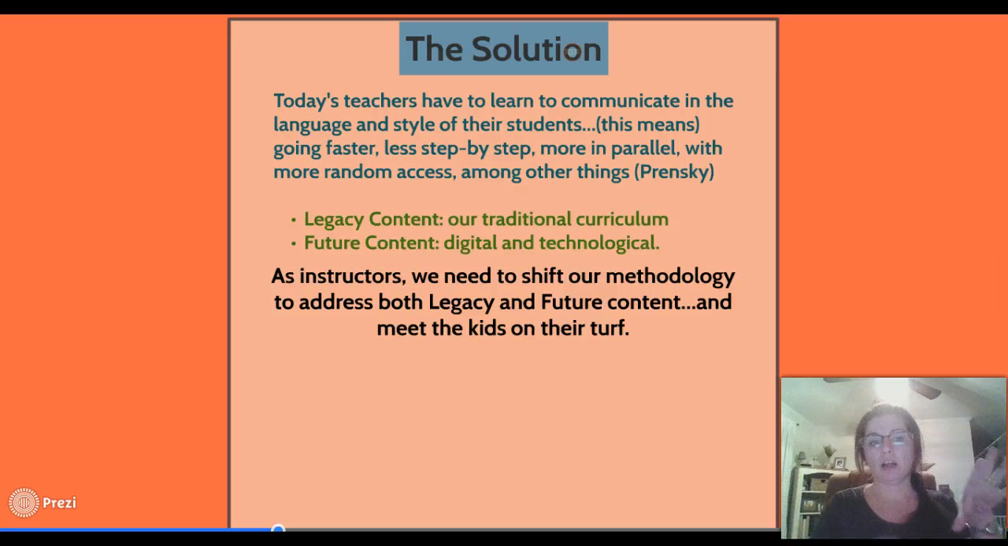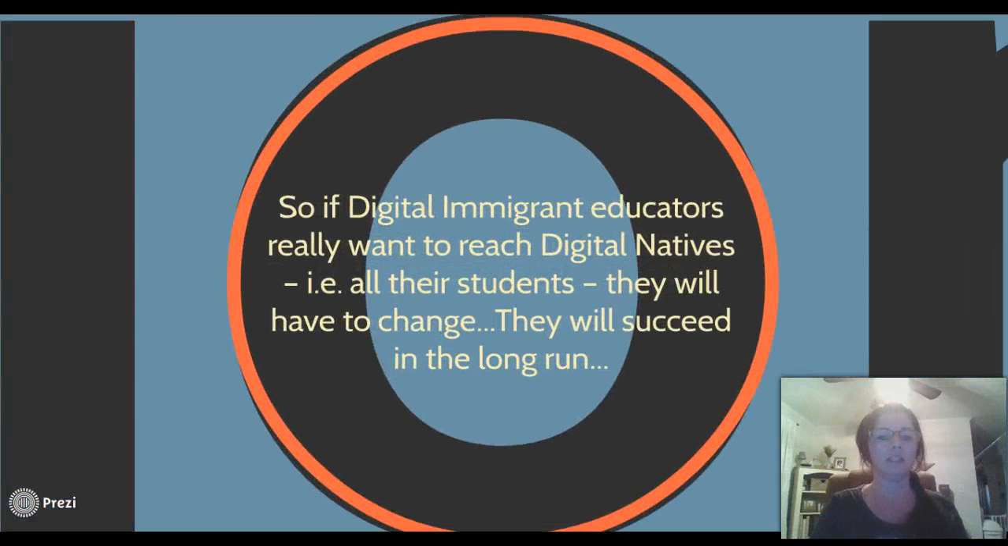We need to incorporate our legacy content, which of course is important. These are our standards. This is what the kids need to know to be successful and pass Keystones. That's our traditional curriculum. But we also need to find a way to infuse future content as well, which is the digital and technological aspect of what we teach. As instructors, we need to shift our methodology to address both legacy and future content and meet the kids on their turf. So the solution really comes down to the digital immigrant, us, wanting to reach the digital natives.